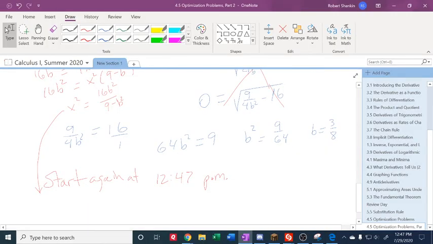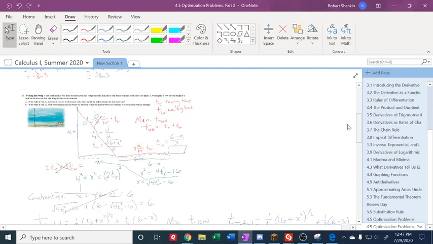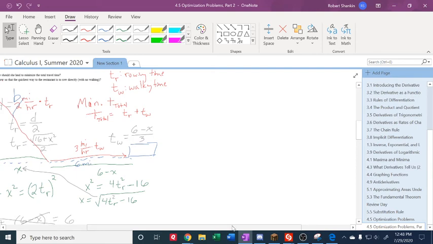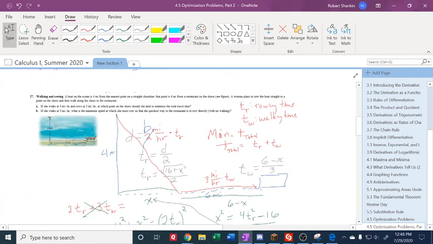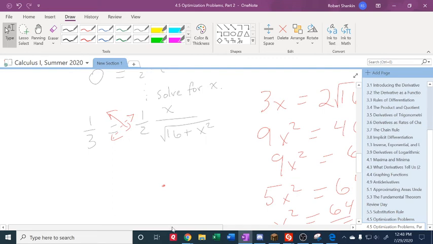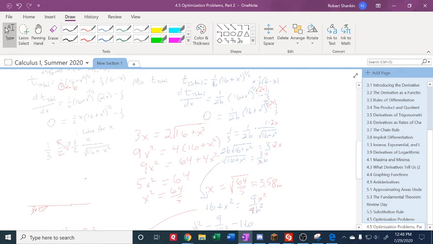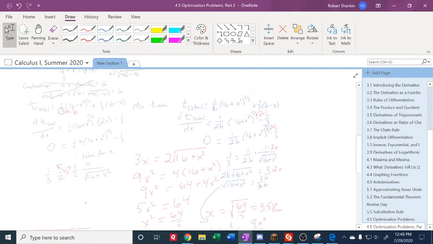All right, welcome back, and we're going to start again. I checked the answer on 27B with the back of the textbook, and my answer on 27A agreed, but the answer on 27B did not agree. So I looked up the solution manual, and I saw that I had made a mistake. And where I made the mistake was right here. When I took the derivative of this, I forgot to use the chain rule.